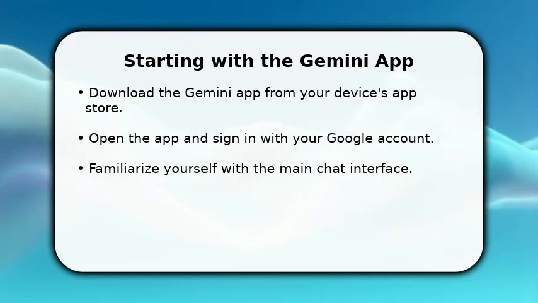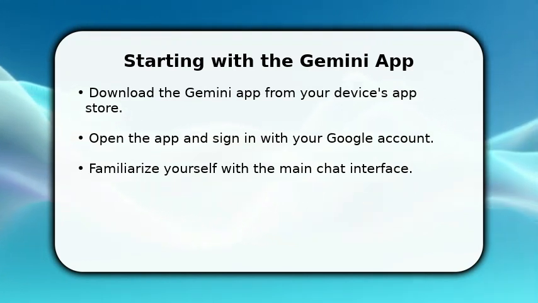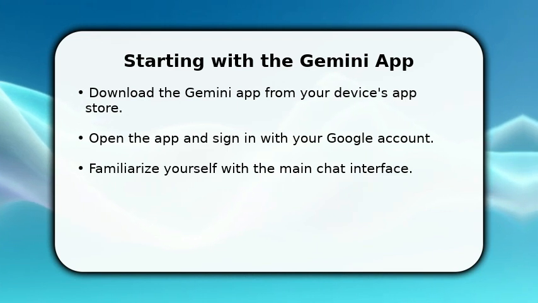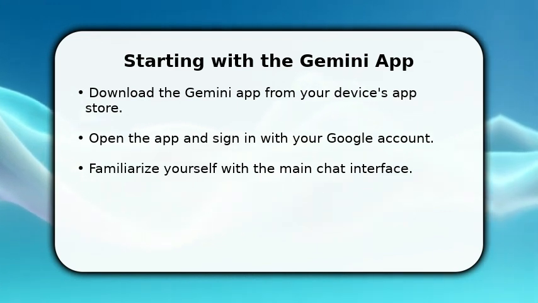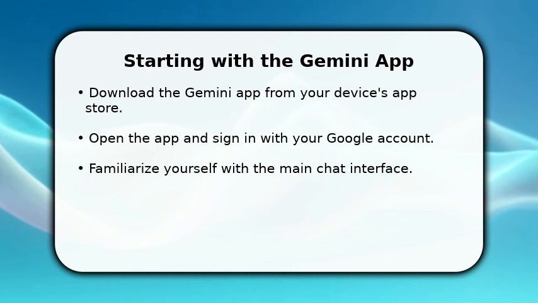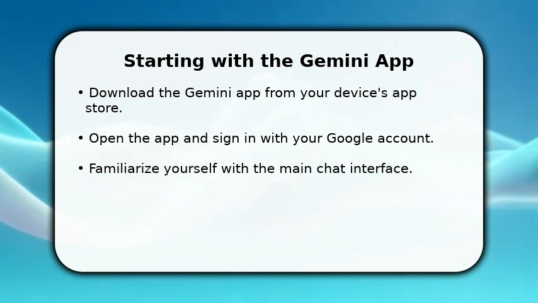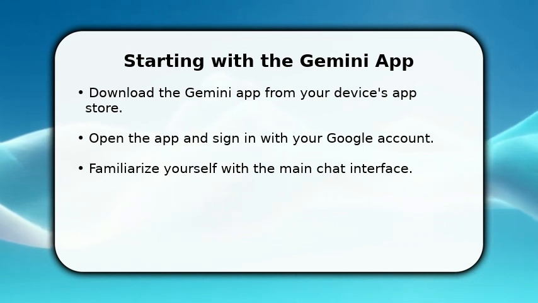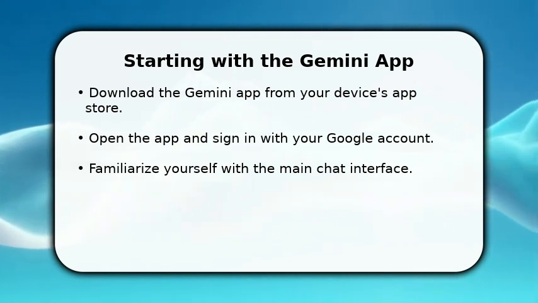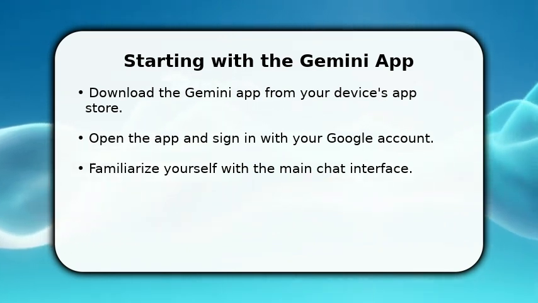In this video, I will explain how to use the Gemini app. First, ensure you have the Gemini app installed on your mobile device, available on both Android and iOS. Once downloaded, simply open the application and sign in using your existing Google account credentials. This seamless integration allows for quick access to all of Gemini's powerful features.